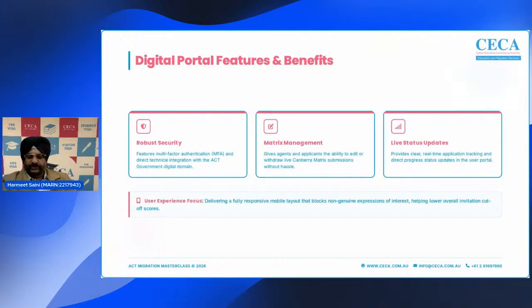And this new ACT portal will have robust security. They're going to introduce multi-factor authentication and direct technical integration with the ACT government digital domain. Matrix management gives agents and applicants the ability to edit or withdraw the live Canberra Matrix submission without any hassle. And also they're going to introduce live status updates, which provide clear real-time application tracking and direct progress status updates in the user portal.